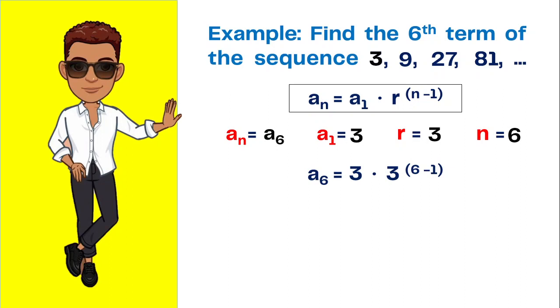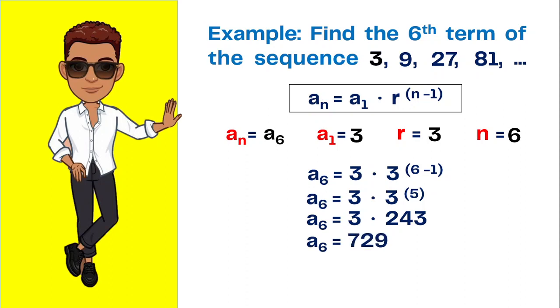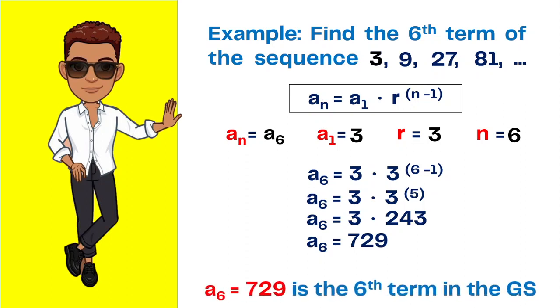A sub 6 is equal to 3 times 3 raised to quantity 6 minus 1. A sub 6 is equal to 3 times 3 raised to quantity 5. A sub 6 is equal to 3 times 243. And the final answer is a sub 6 equals 729. Therefore, 729 is the sixth term in the geometric sequence.